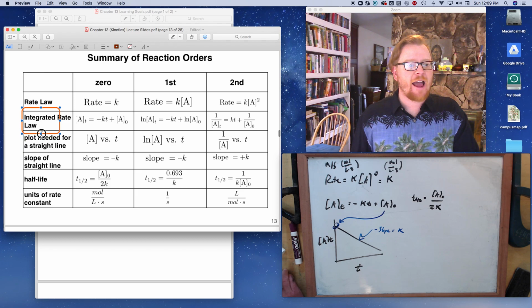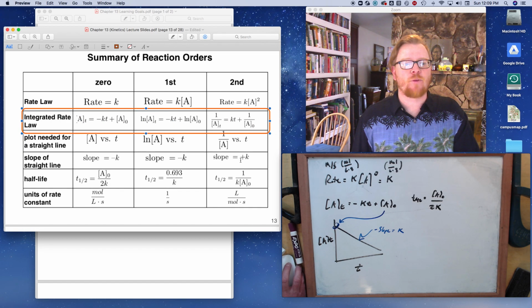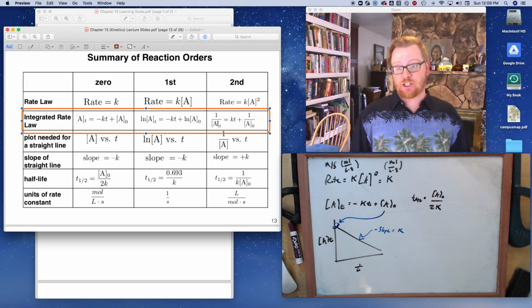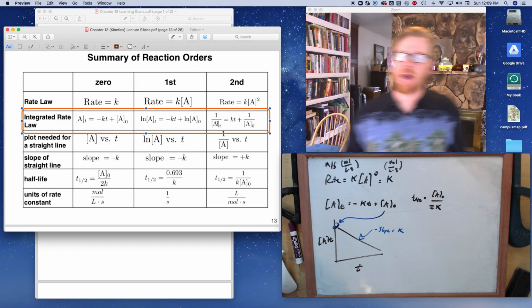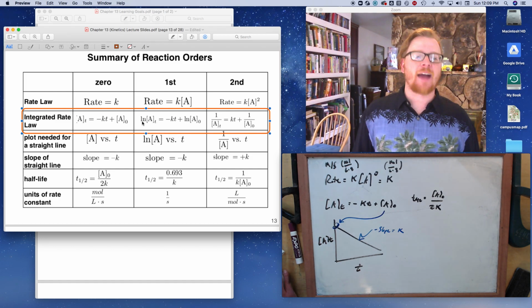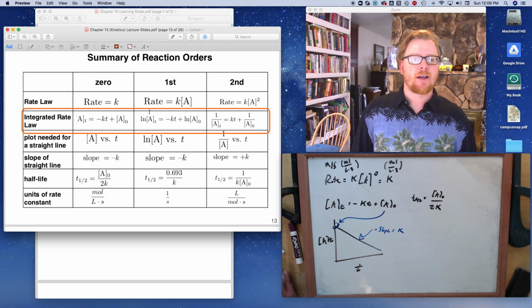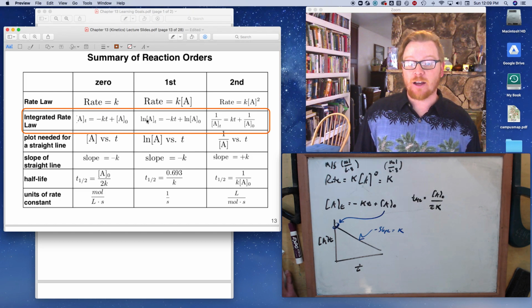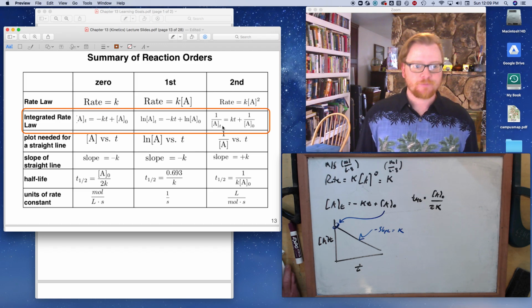So this is what you're going to have on the exam. I'm not going to make you memorize integrated rate law equations. I'm going to give you these equations. You have to know which is which. So I'm just going to put the equations on the page, but you have to recognize that zero order is just concentration, first order is natural log of concentration, and second order is 1 over concentration.